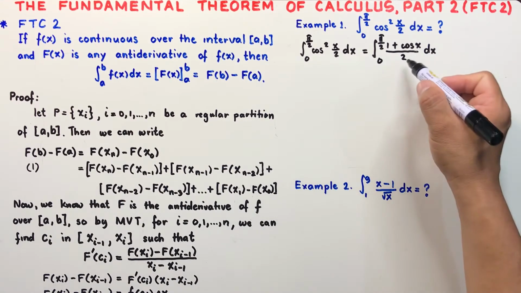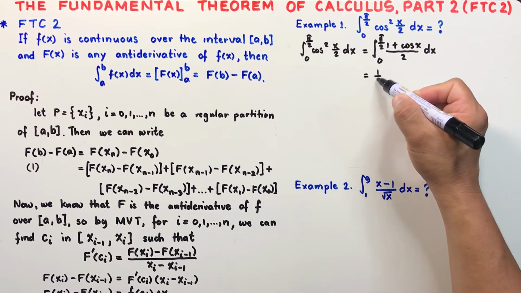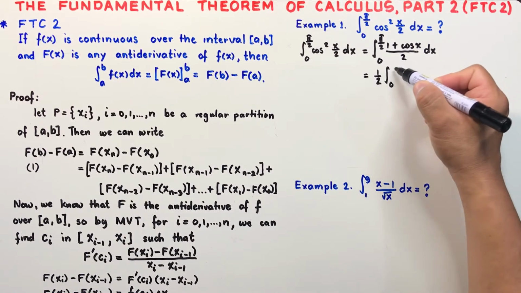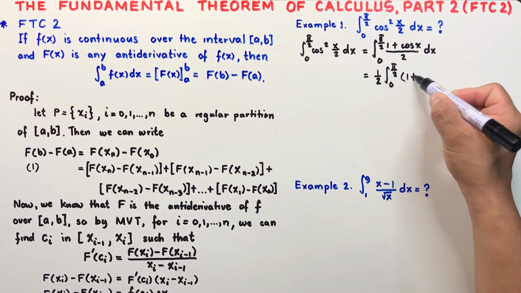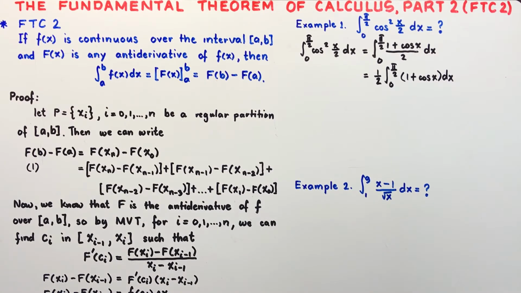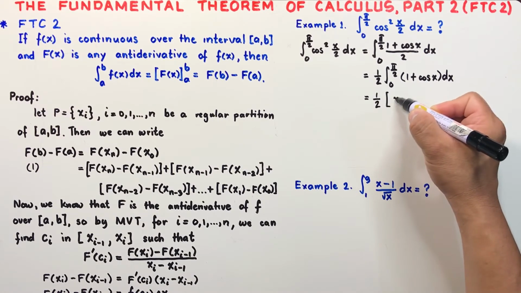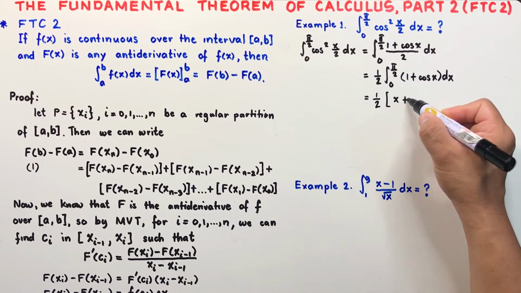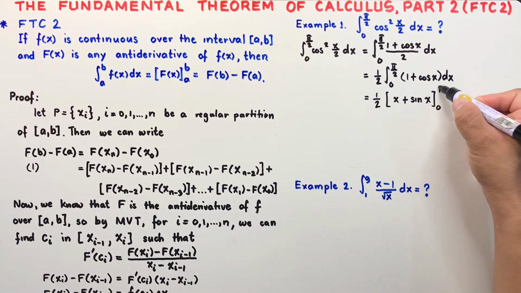And because we have a constant in the denominator of this fraction, we can pull out this denominator as 1/2 in front of the integral symbol. So this is 1/2 of the integral from 0 to pi over 2 of 1 plus cosine x dx. And we know that the integral of a sum is the sum of its individual integrals. So we have 1/2 times the integral of 1, which is x, and the integral of cosine x, which is sine x. And this will be evaluated from 0 to pi over 2.